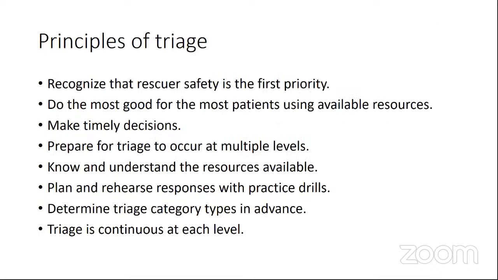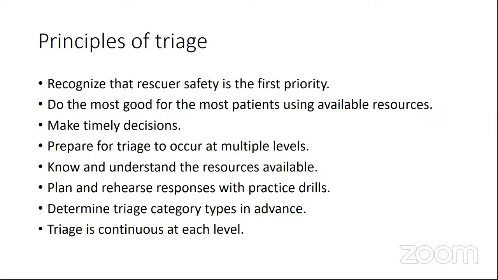So there are some principles of triage, which should be kept in mind while triaging the patient. There are 8 points here. The first is to recognize that rescuer safety is the first priority and do the most good for the most patients using available resources. Make timely decisions and prepare for triage to occur at multiple levels. Know and understand the resources available, and plan and rehearse the responses with practical drills. Determine triage category types in advance, and triage is continuous at each level.